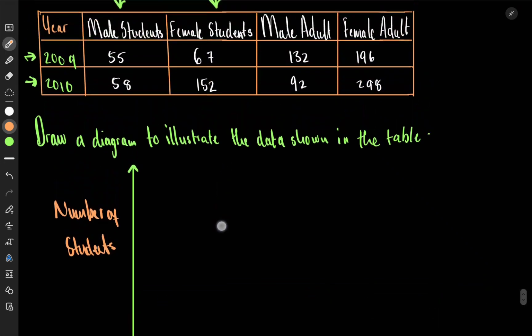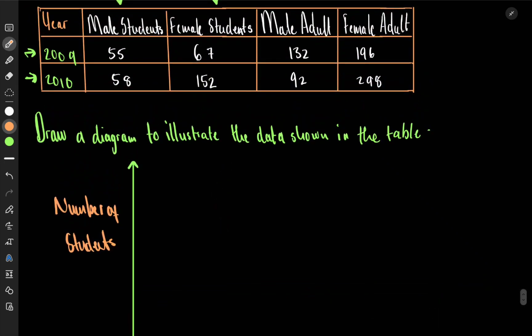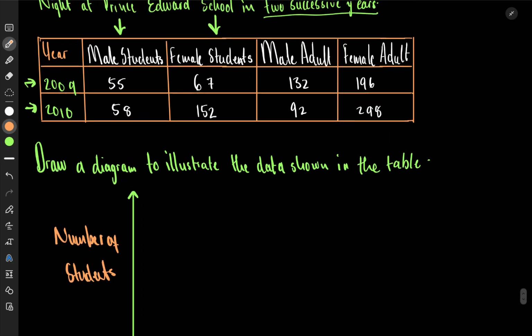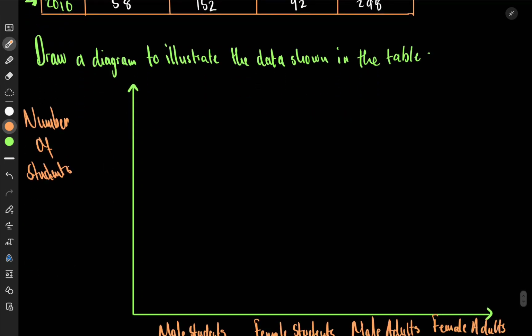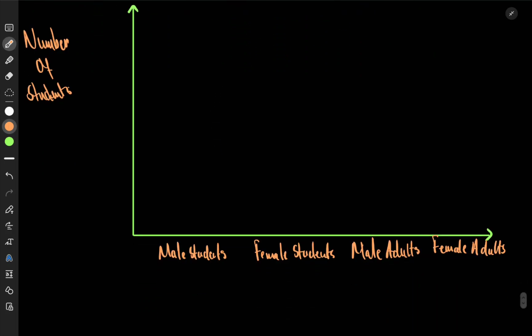Now let's put in the data. For male students, I have them for 2009 and I have them for 2010. So what we are going to be drawing here is called a comparative bar chart, where we put the value for them in 2009 and the value for them in 2010. So it's called a comparative bar chart. We put the bar for 2009 and then again for 2010. That's what I mean by a comparative bar chart.